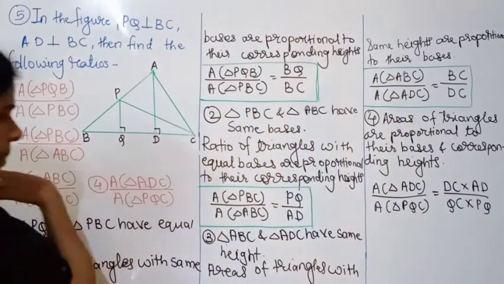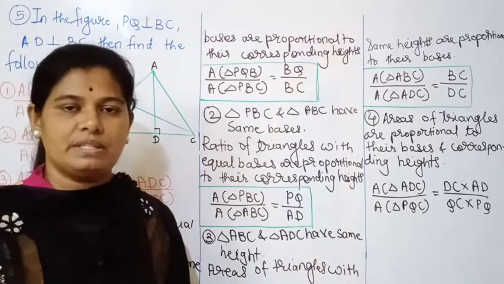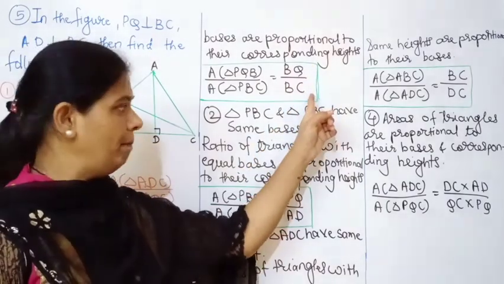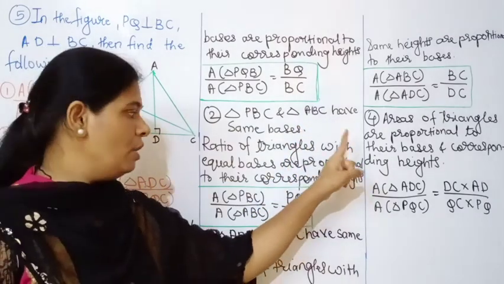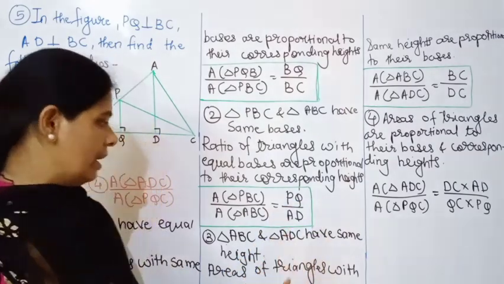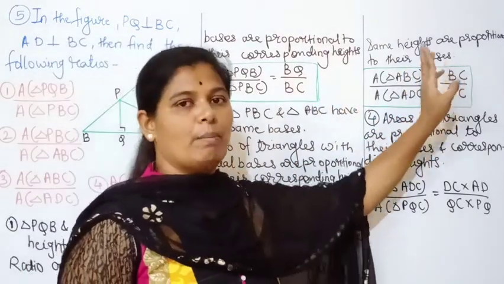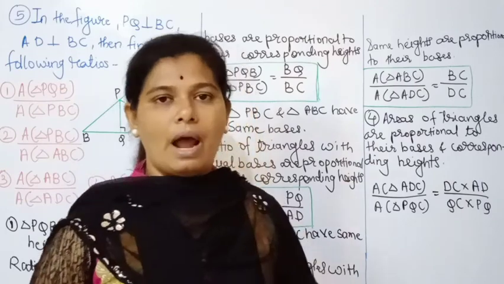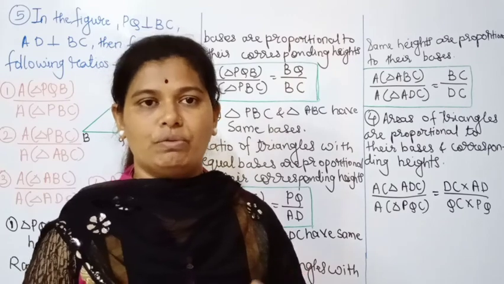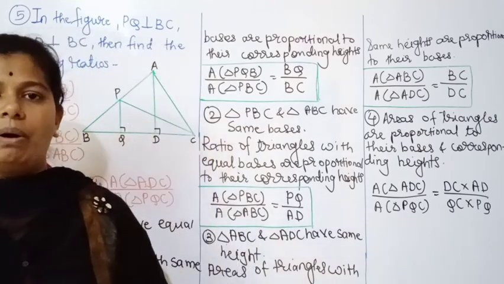So you can see here that in the first problem, in triangles PQB and PBC, the heights were the same. So we have used the formula A1 upon A2 equal to B1 upon B2. In the second one, the bases were the same. So we have used the formula A1 upon A2 equal to H1 upon H2. Again in the third one, the heights were the same. So we have used the formula A1 upon A2 equal to B1 upon B2. In the fourth one, neither height is the same nor the base. So we have used B1 into H1 upon B2 into H2. So in this way we have completed practice set 1.1.